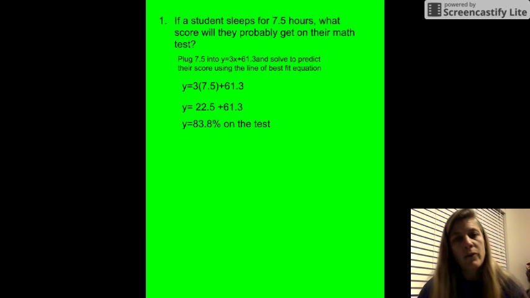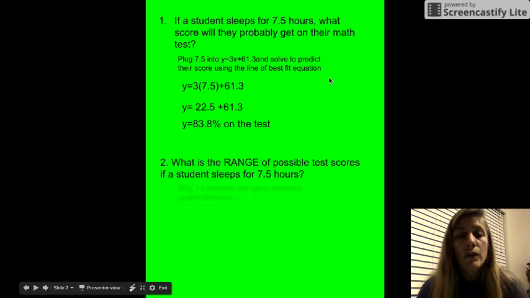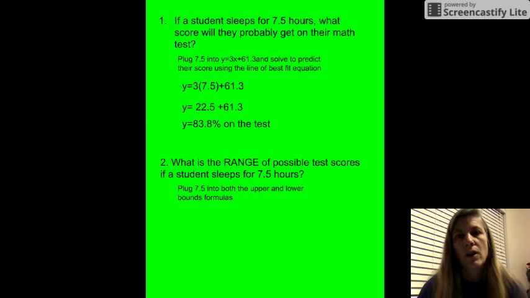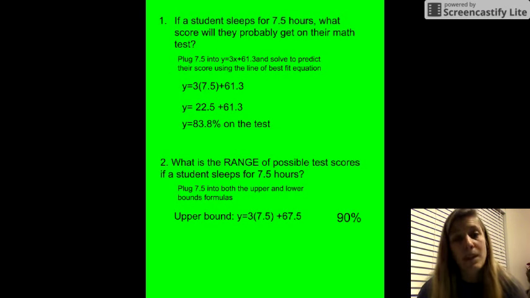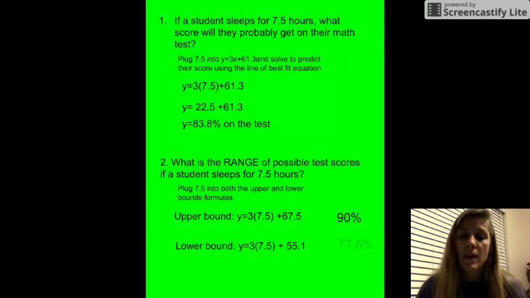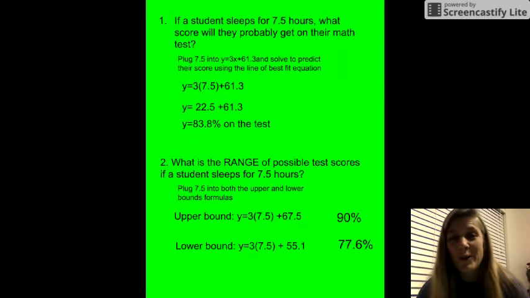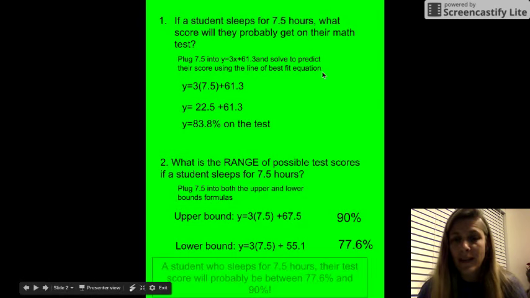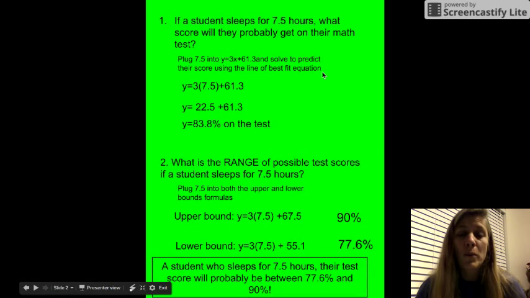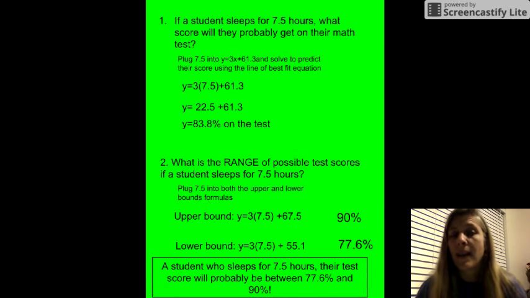Now, once again, line of best fit gives you one answer. We want to use our other two equations to go ahead and get a range. So our range, we plug that same 7.5, but now we plug it into our new equations, our equation for our lower bound and our upper bound. Here's our upper bound, which gives me a score of 90%, and our lower bound gives me a score of 77.6. This allows me to give a range of possible scores a student who sleeps 7.5 hours might get. And so we know that they're going to probably get between 77.6 and 90% based on our data of student test scores and how much they slept the night before.